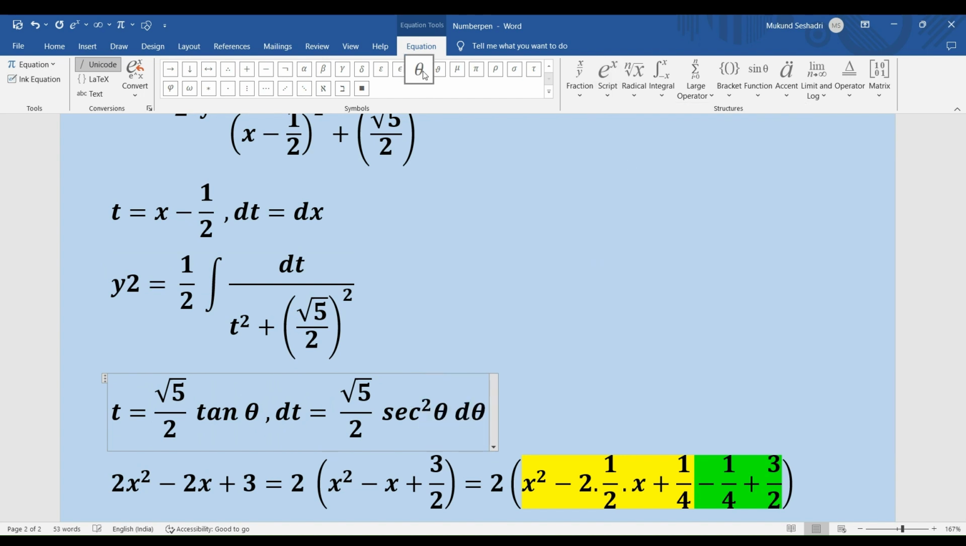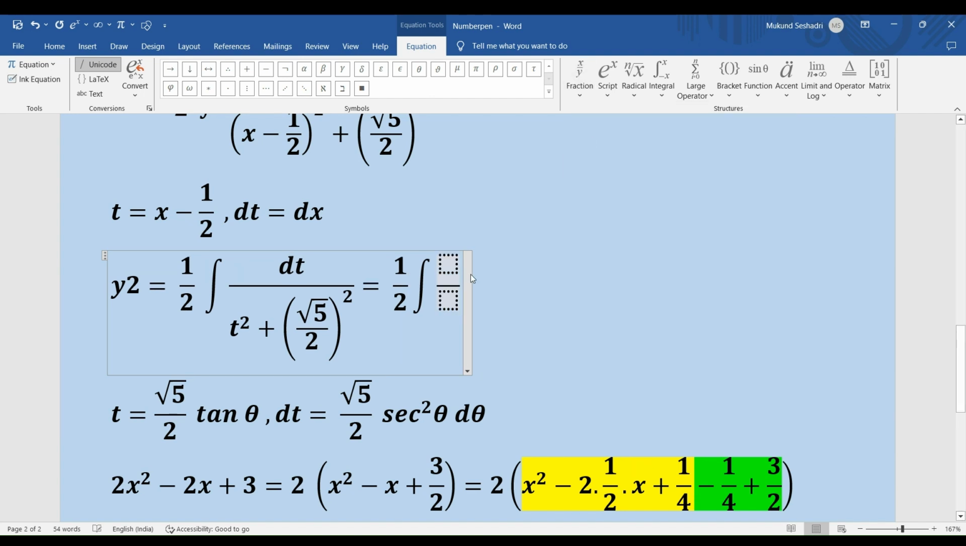So that's my dt. Now I go back to my y2 and allow me to do this on the same line. Now what I do is I try and express everything in terms of theta, right? So what happens to my numerator is my dt becomes root 5 by 2 secant square theta d theta. So I just copy it as it is.